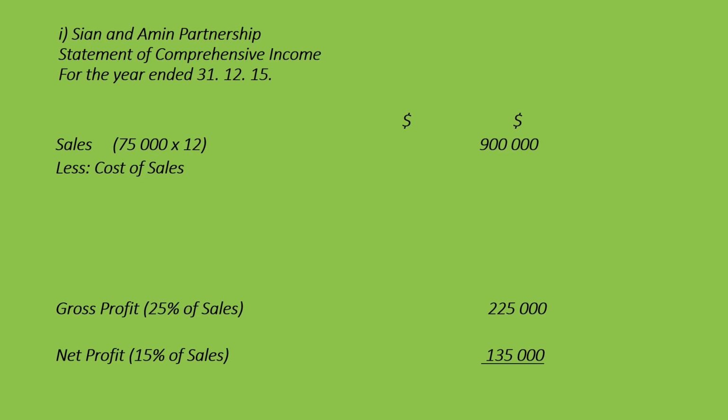Next, we calculate the net profit of 15% of the sales, that is 135,000. And then we take the difference between the gross profit and the net profit. We get $90,000 as our expenses.